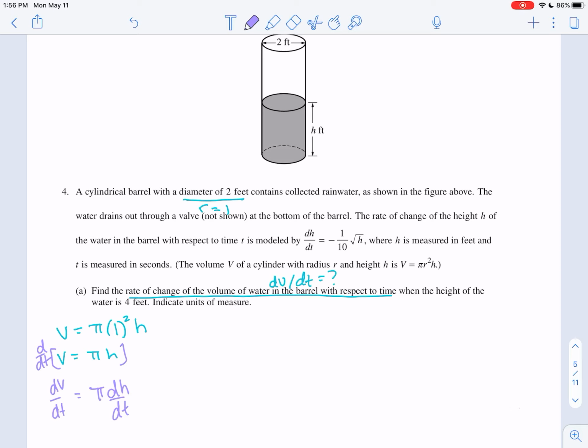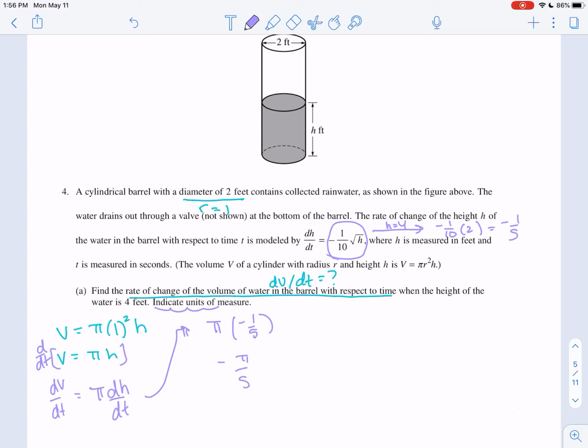Now we want to know this when h is 4. So let's come up here. So I've got pi times dh/dt, which is this. Now when h is 4, I have -1/10 times square root of 4, which is 2. So -1/5 if you'd like, just to clean it up. So I've got pi times -1/5. So final answer, -pi over 5.